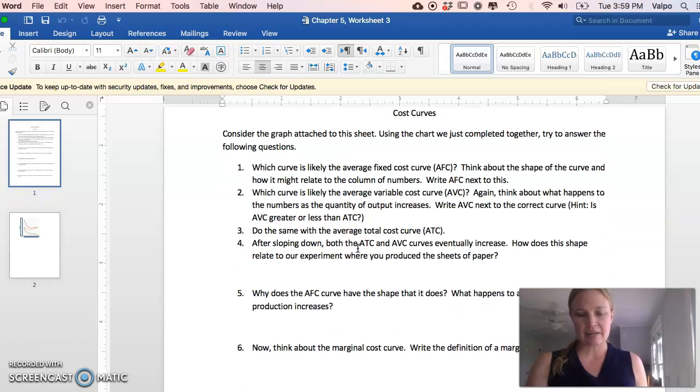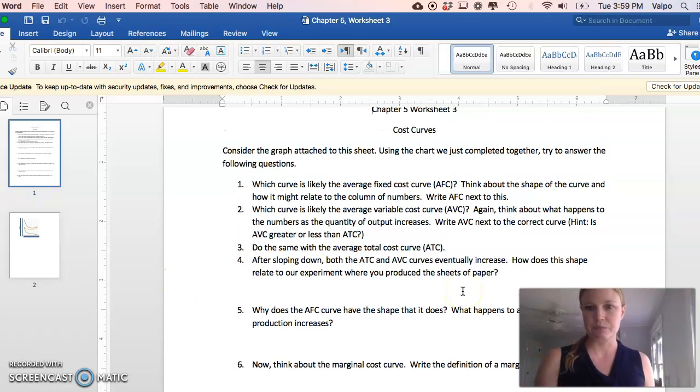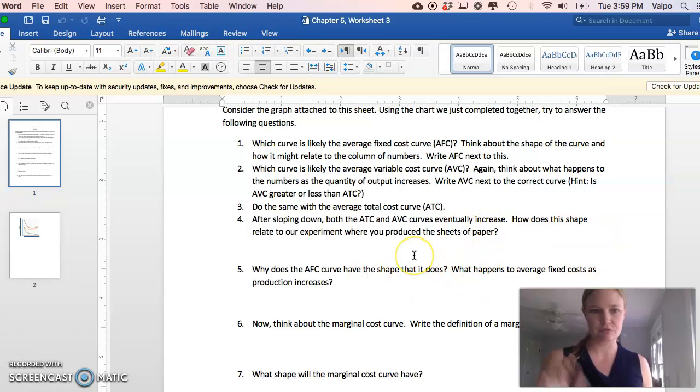All right, after sloping down, both the average total cost and average variable cost curves increase. How does this relate to our experiment? Diminishing returns, like we talked about. Why does average fixed cost have the shape that it does? Because you're spreading fixed costs as you produce more.